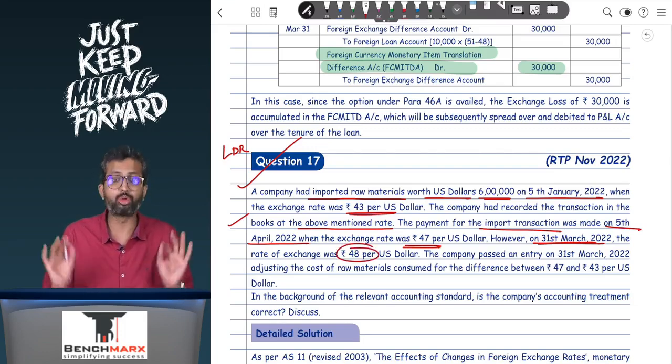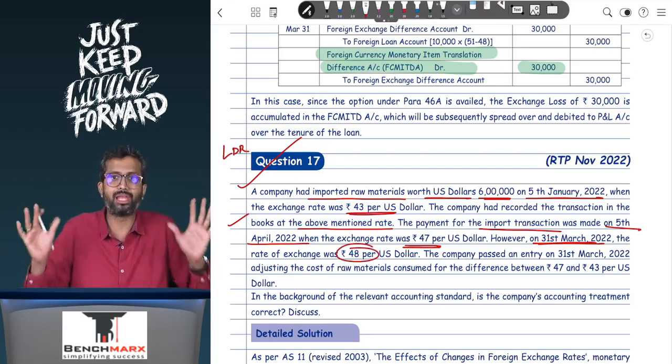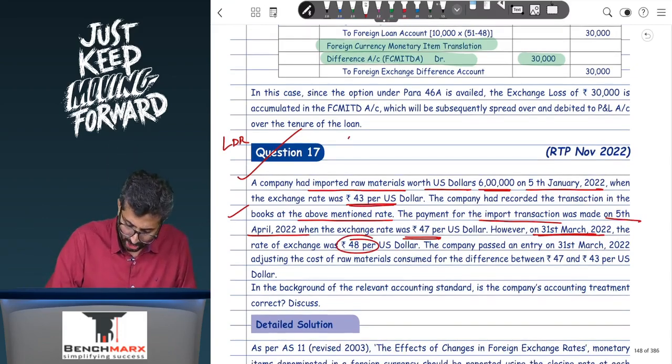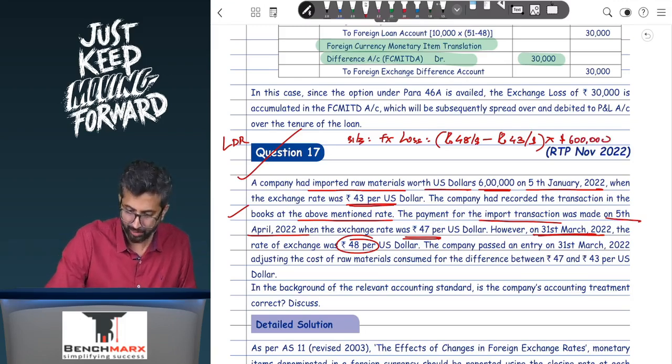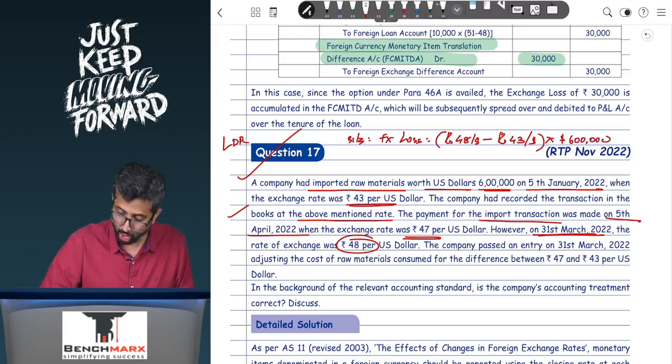Remember, the payables have to be remeasured at the exchange rate on the balance sheet date. So basically on 31st March, there would be a forex loss of rupees 48 per dollar minus rupees 43 per dollar, that is the rate on the date of transaction, for payables worth 6 lakhs. Hence 48 minus 43 into 6 lakhs comes to 30 lakhs of forex loss.